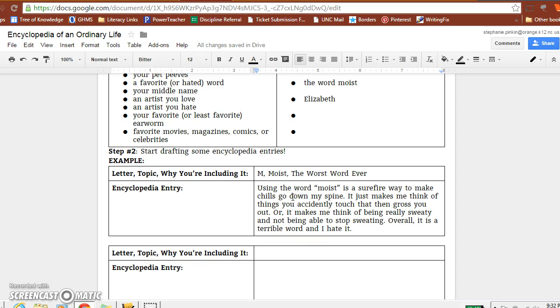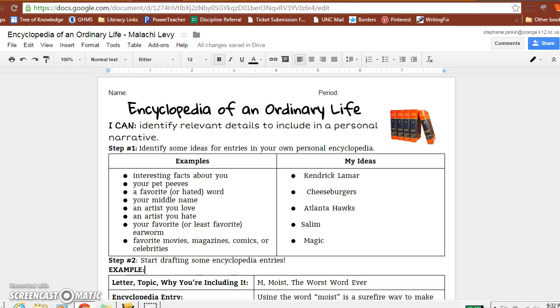But I did coach them through and helped them individually as I saw them begin to write on their own. So one of my students, again, this is just the pre-writing, and he eventually did publish this into a much longer encyclopedia about himself, and he included all letters A through Z. This is Malachi's piece of writing.